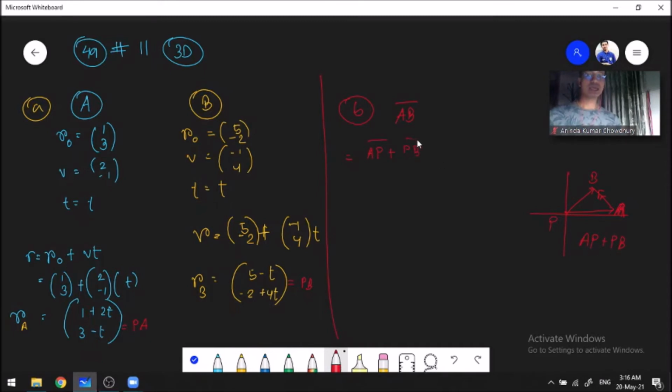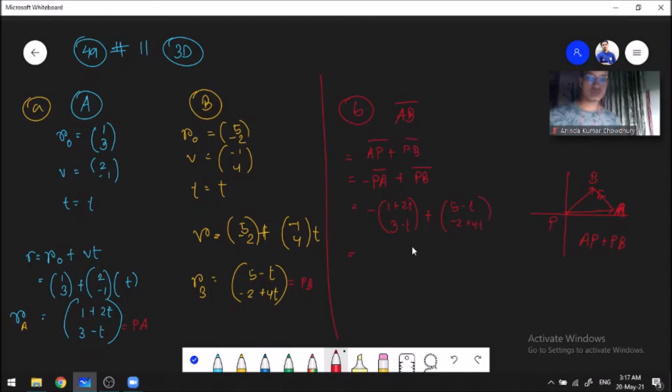Right. So AP we don't know, but we know PA. So if we change the direction from AP to PA, we know that we have to put a negative sign in front. PB will remain the same because we know the expression for PB. So PB is here, right? So minus PA. Our PA is this, that is 1 plus 2t, 3 minus t, and our PB is given by 5 minus t, minus 2 plus 4t.